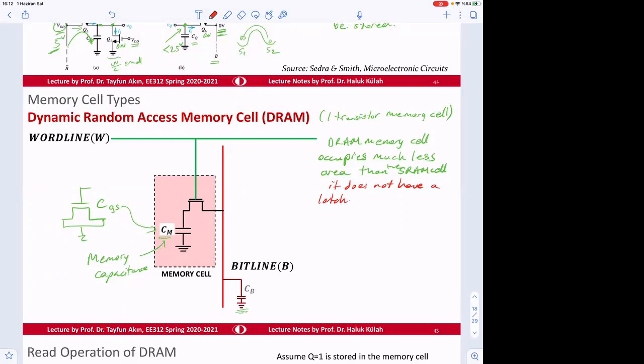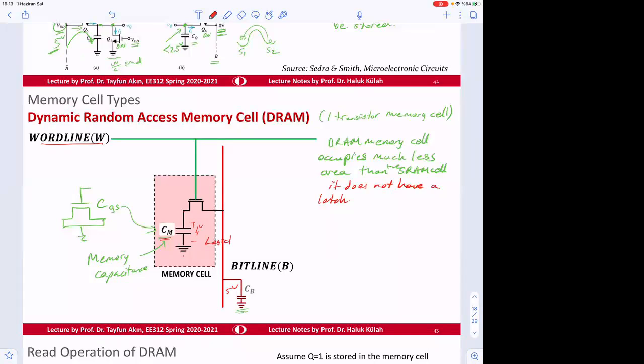So you store the data in here. Let's say you write 5 volt in here, and if you write 5 volt, you turn this on, and in fact maybe 4 volt is going to be stored here because of the threshold voltage drop of the NMOS transistor. You select the word line and write that 5 volt inside, and it's going to be 4 volt, but it's going to be logic 1. Okay, logic 1.